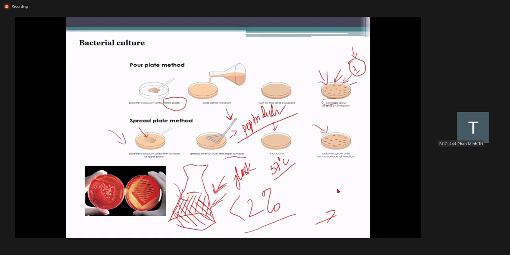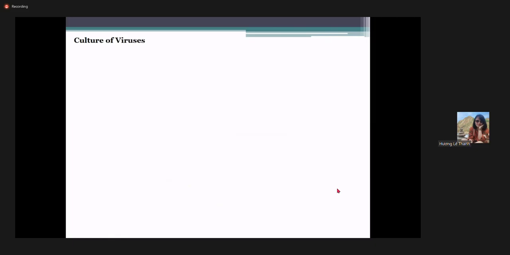To culture the virus, firstly we need to isolate the virus from the pathogens. Unlike the bacteria, many of which can grow on artificial nutrient mediums, the virus is not like that. So the virus requires host cells. We only culture the virus in host cells because they are not living organisms, right?